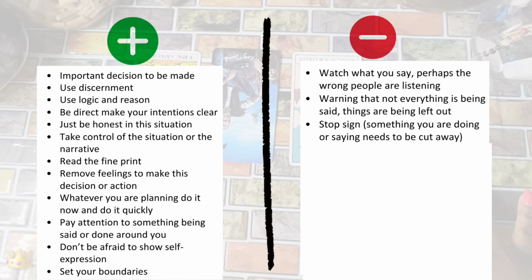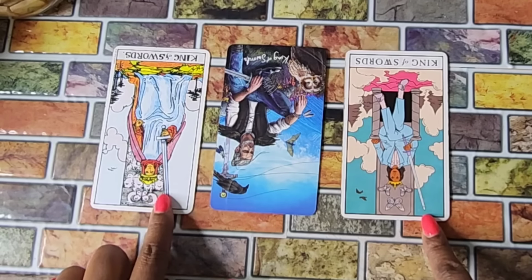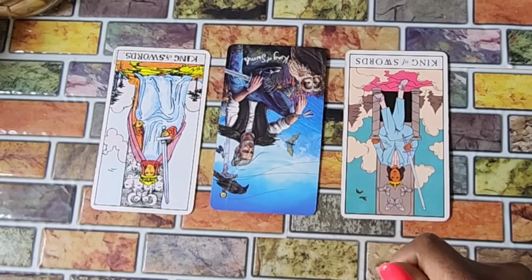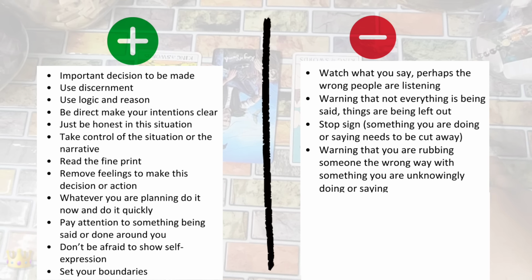So something you're doing or saying needs to be stopped or cut away. In reverse, I read the swords as like, put the brakes on. Put the brakes on, stop. It could also be like a warning you're rubbing someone the wrong way with something you're saying or doing. And this could be something unknowing. You don't even know you're saying it. You don't even know you're doing it, but you're rubbing people the wrong way, okay?